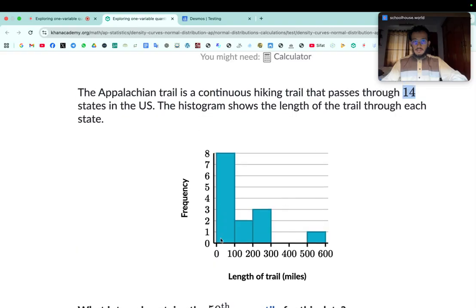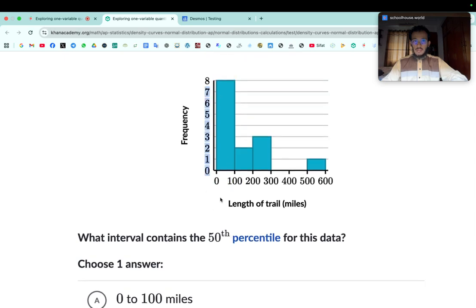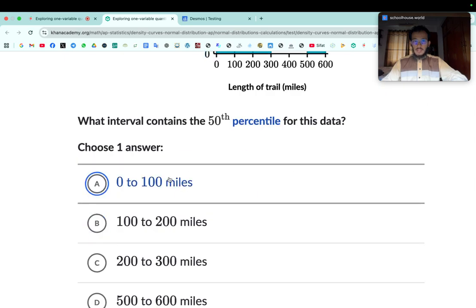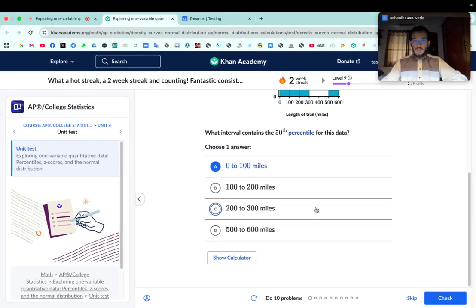the first seven data, which is included in this range from 0 to 100. We have 8 data, so 50th percentile is included within the first interval because we have 7 within the first 0 to 8. So A should be our answer.